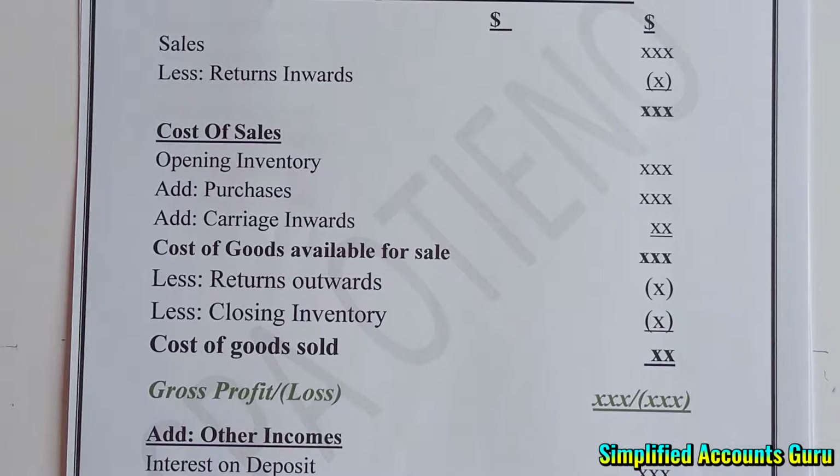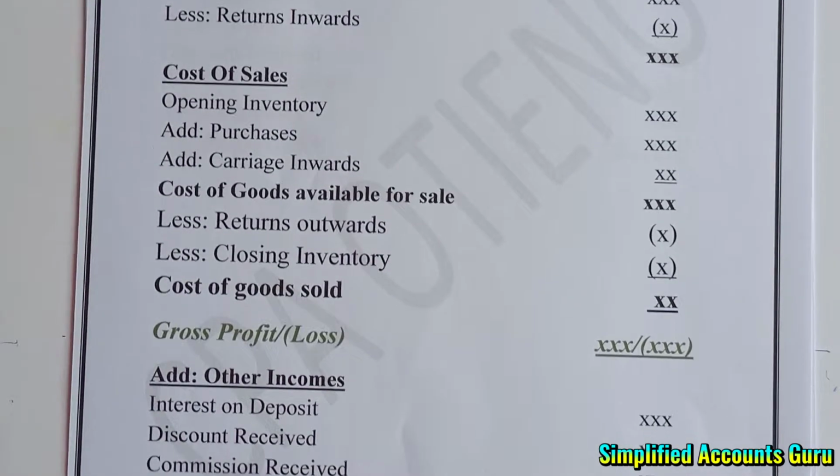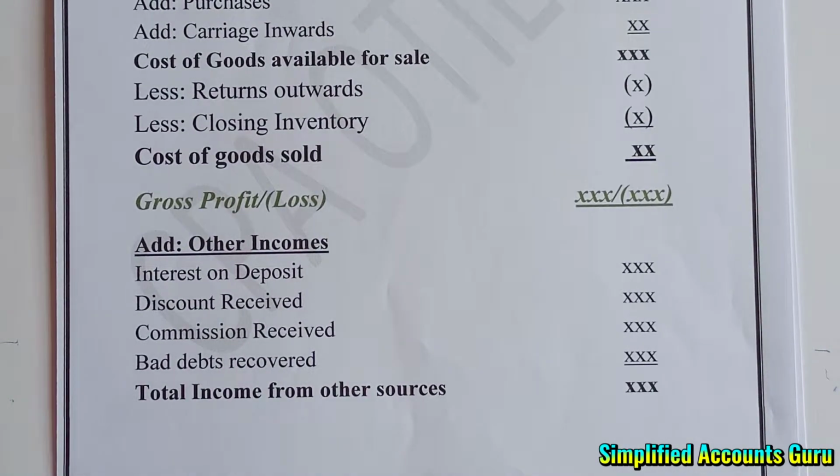Then, for you to know what you actually sold, you pick the total value of goods that is available for sale, then you deduct the closing inventory because this is the value of goods that were never sold out. Now, if you pick the sales minus the cost of sales, you will end up with gross profit or gross loss.